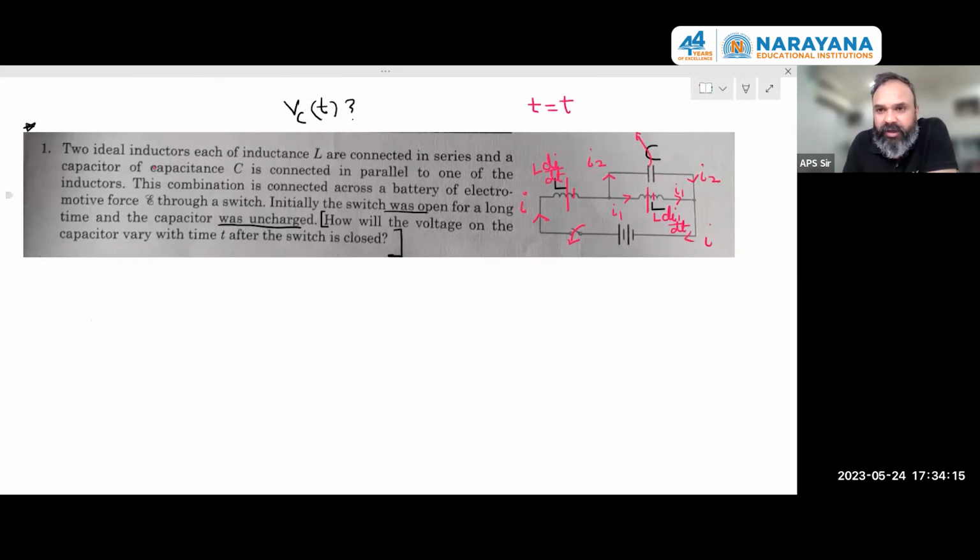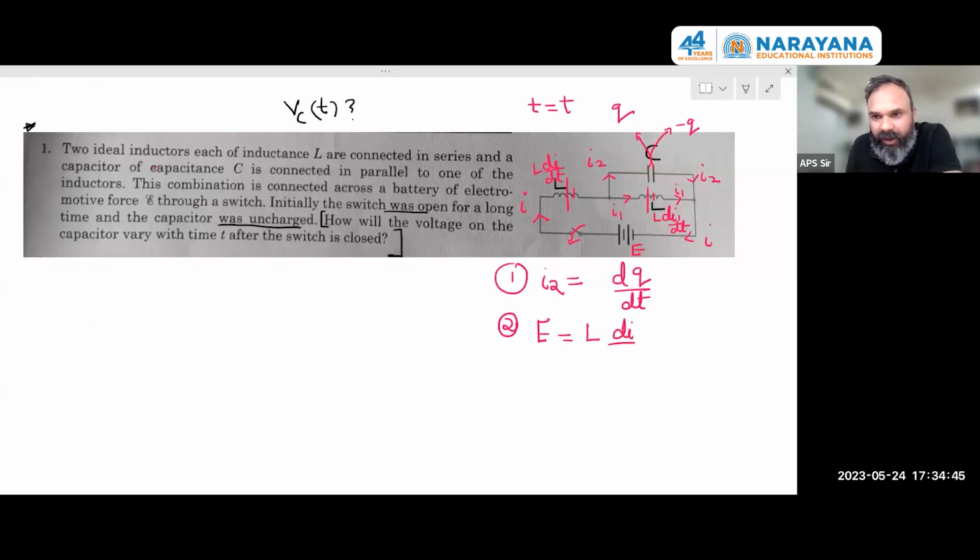Fine. At this junction of time, if the charge here is Q, minus Q there, we understand that I2 is responsible for the rate of increase of this charge. I should write my first equation now. So I should write it as I2 equals dq by dt. That's fine. Secondly, I should try to write the potential drop. So if the potential drop of this ideal EMF is E, I should write E as L di by dt term is there and L di1 by dt is there, right? That is the second equation by Kirchhoff's voltage law.